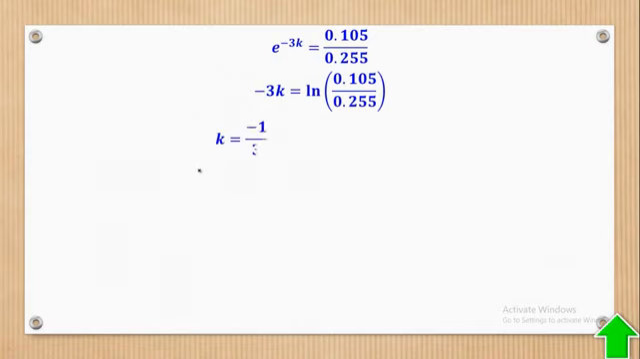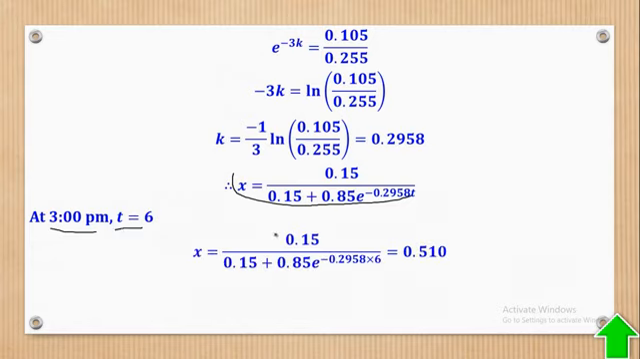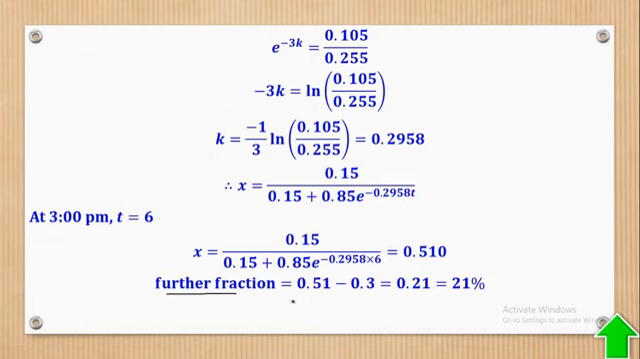So the value of K will be equal to negative 1 over 3 ln of that, which is 0.2958. So now the equation will become this. What about at 3 p.m.? At 3 p.m. T is equal to 6. So when T is equal to 6, come and substitute and be able to get the value of X. But they wanted the further fraction, so the further fraction will be this current one minus this previous one to come up with 0.21, which is 21%. Because the fraction was given in terms of percentage.